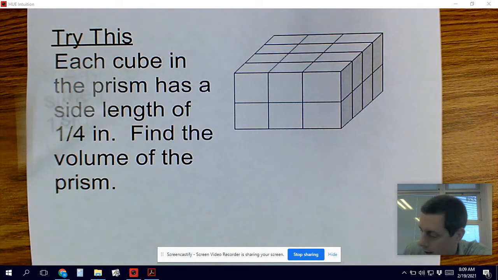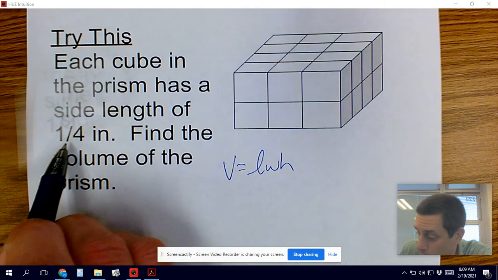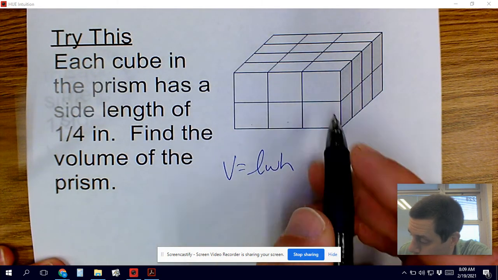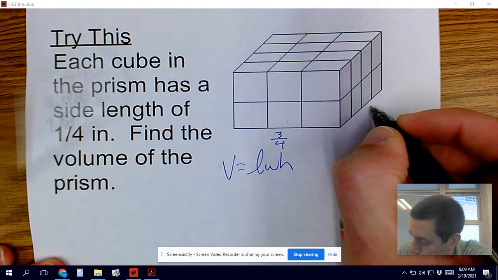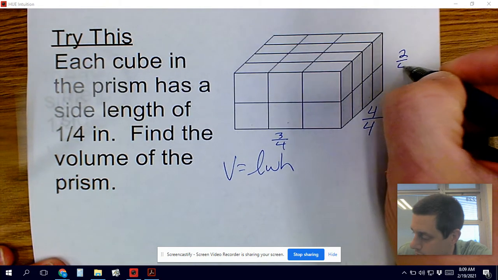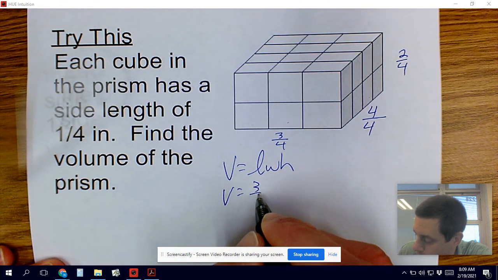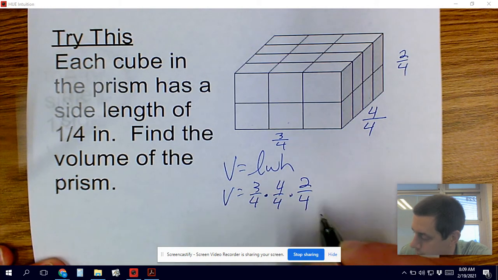Okay, boys and girls, let's check your work. First, my formula, volume equals length times width times height. 1/4 for every cube, so 1, 2, 3/4 across the front. 1, 2, 3, 4/4 down the side, and then my height, 1, 2/4. Volume equals 3/4 times 4/4 times 2/4.